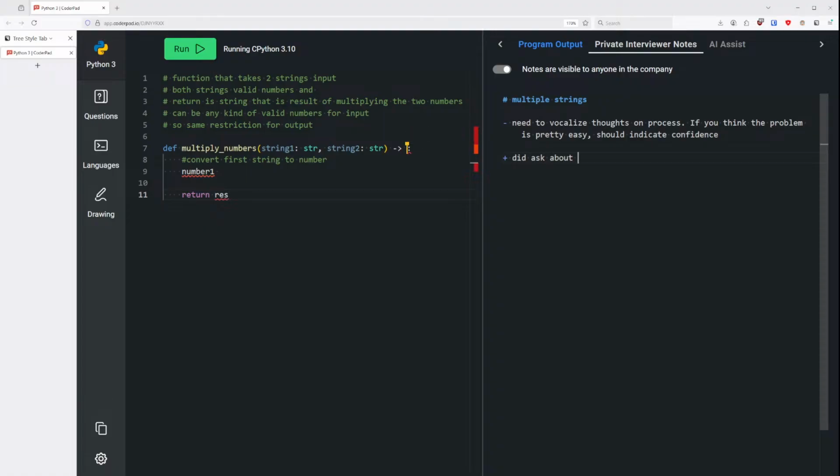So would the return type still be a string? Yes, that's right. So what do I want to do here? Do you have any hints for me?